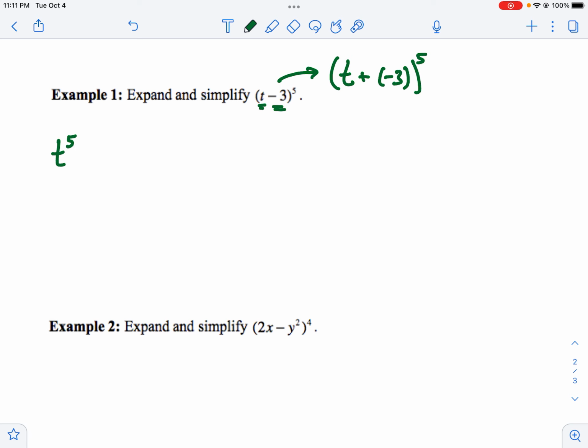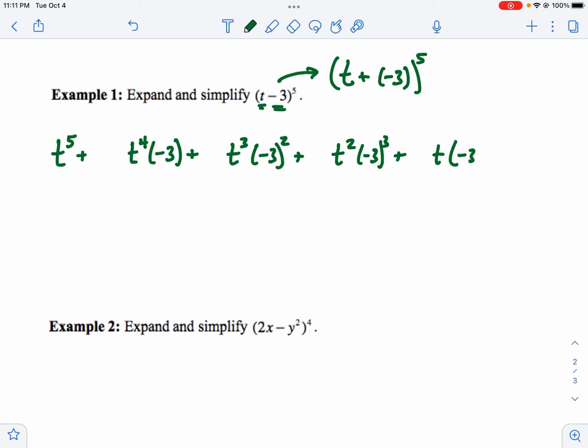the powers first. So I'd have t to the fifth. And then in my next one, the t comes down a power. In comes the negative 3. T comes down a power. Negative 3 is now squared. T comes down a power, so it's squared, which means the negative 3 is cubed. And then t comes down a power. Negative 3 goes up a power. And finally, negative 3 goes up a power, and the t drops out.